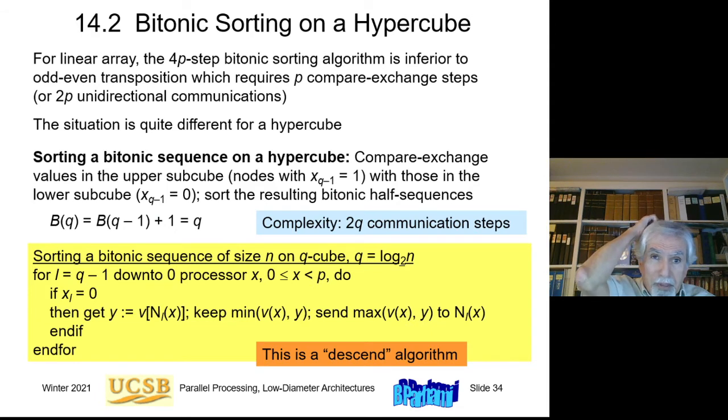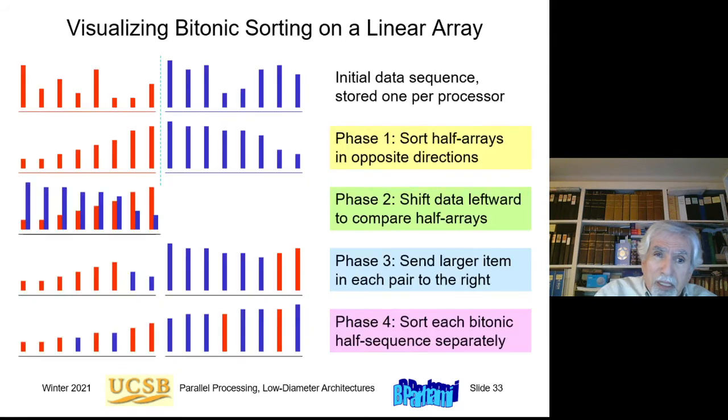So why is bitonic sorting a good fit to the hypercube? Well, it is a good fit because I take half of the values on this side and ship them to the other side. Remember, in the hypercube, a Q-cube consists of two Q minus 1 cubes, and the corresponding elements of the two Q minus 1 cubes are connected to each other. So the processor holding this value is connected to this one. The one holding this value is connected to this one.